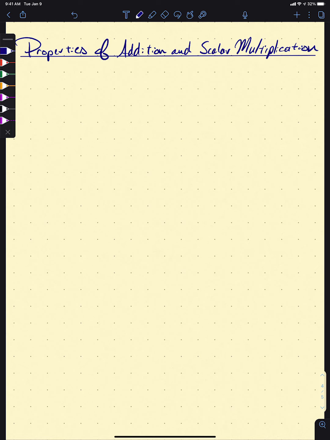Okay. So let's look at some properties of addition and scalar multiplication. One of the nice things is that subtraction and addition are in a lot of ways the same thing. You're just adding the negative. So when we say addition, we also mean subtraction, because you can always find the negative version of a matrix. So we'll need some matrices. So let A, B, and C be m by n matrices.